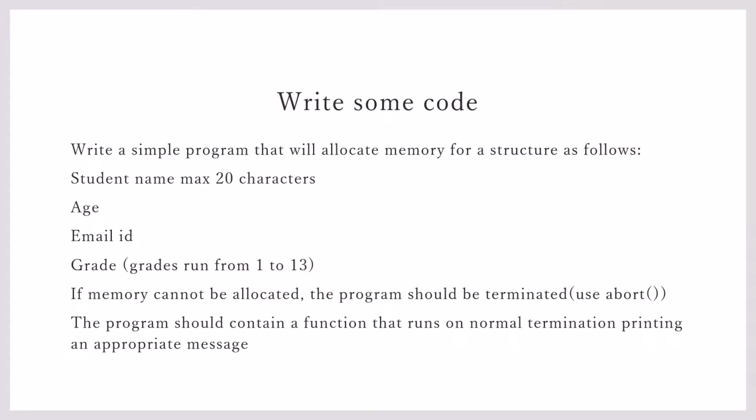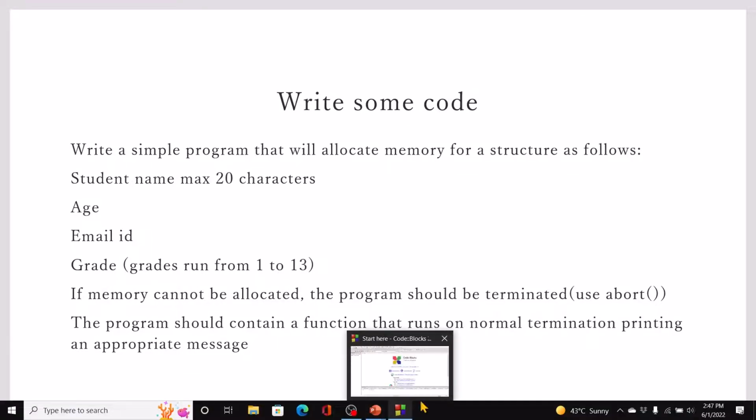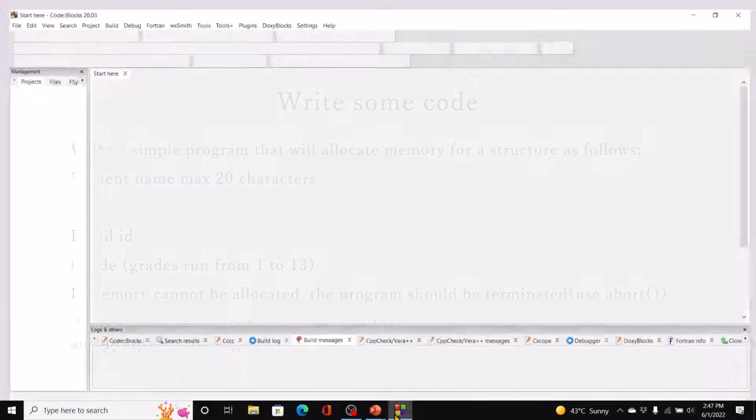So now we write a simple program that will allocate memory for a structure as follows: student name maximum 20 characters, age, email ID, grade, with grades running from 1 to 13. If memory cannot be allocated, the program should be terminated. We can use abort there. The program should contain a function that runs on normal termination, printing an appropriate message. So now let's go to Code::Blocks and we start a new file.